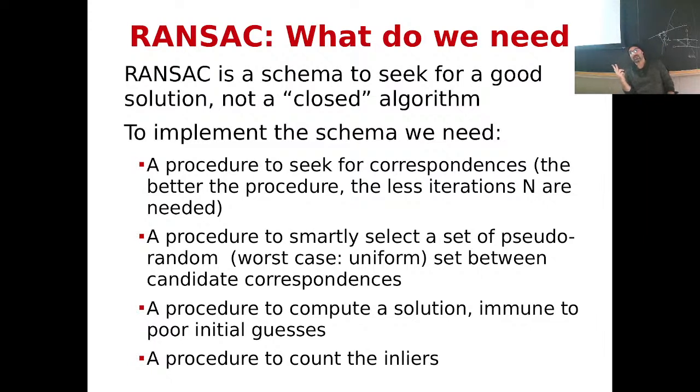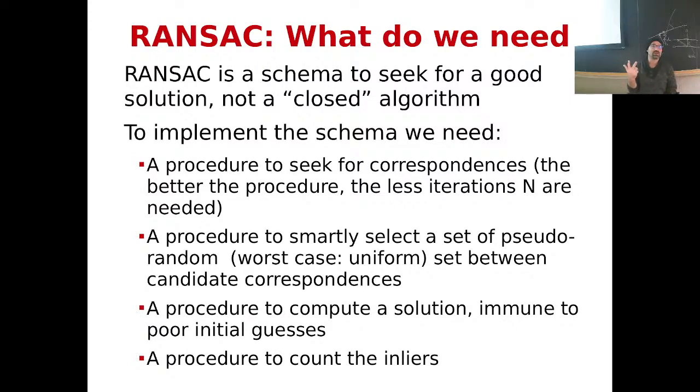The second thing that I need is a procedure to calculate a solution which is immune to poor initial guesses. For instance, RANSAC with the 8 point algorithm, we have seen it. We didn't make any assumption, like for calculating the E matrix. We didn't need to know R and T at all, did we? No, we only needed the directions. The same thing, if we would have to implement this scheme on ICP, it would make sense to use the linear relaxation, because the linear relaxation is immune to the initial guess.